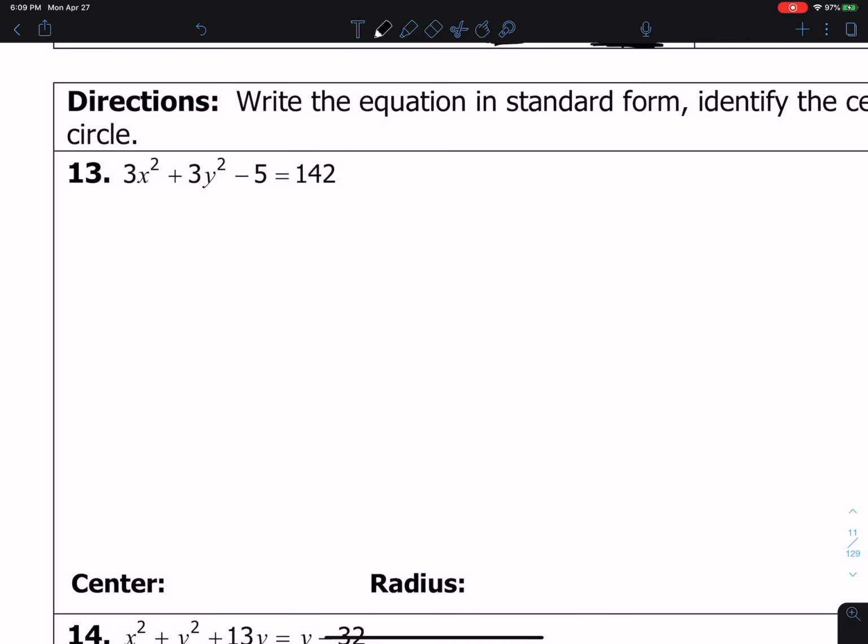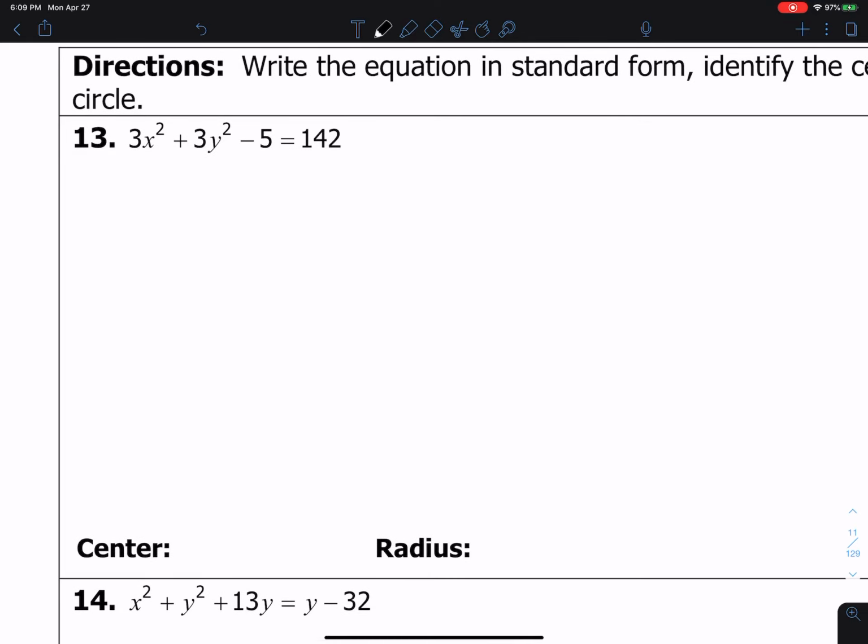Okay, the next one, this is writing the equation in standard form. So we have our x squared and our y squared on the correct side, but there's a number here that shouldn't be there. So I'm going to move that first. So we have 3x squared plus 3y squared equals 147.